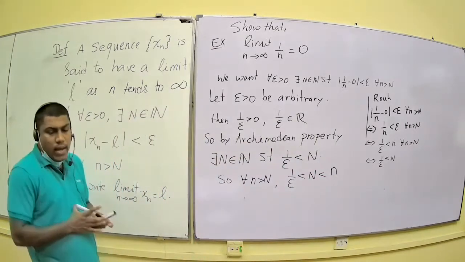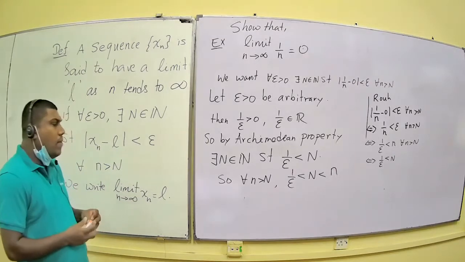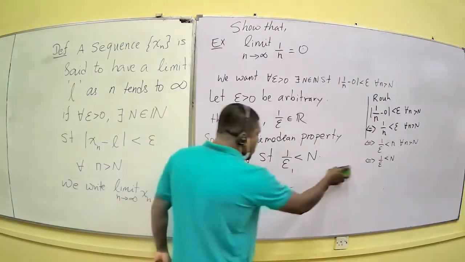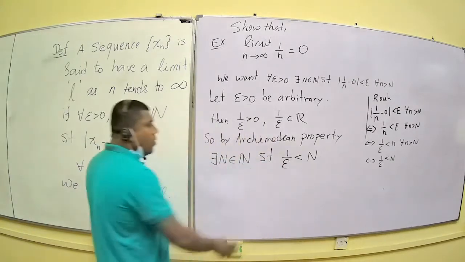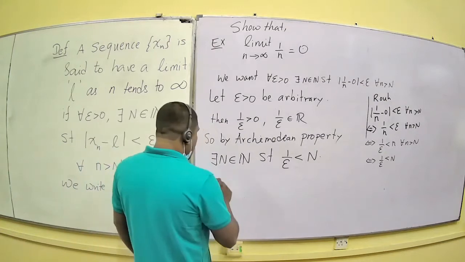But you know, for all n bigger than N, right? 1 upon epsilon, or you don't need to write this line. You can directly go to the first line because you know the idea.